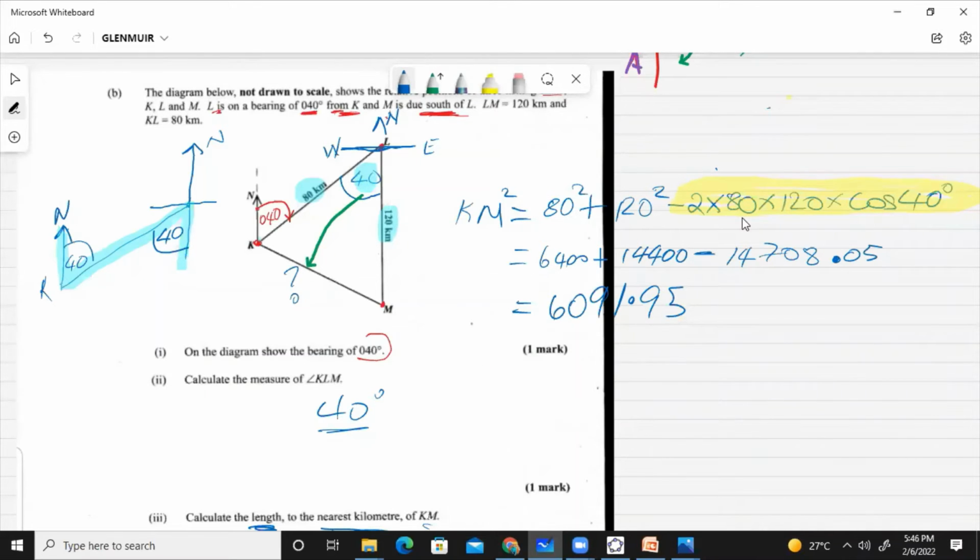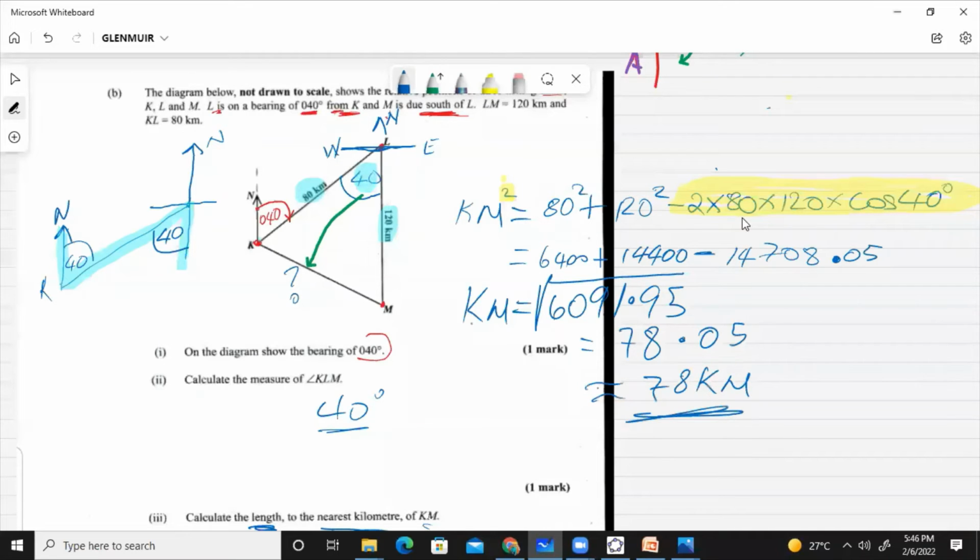Remember that this is not the answer because this was km squared. We don't want the square of it. So km would mean that we have to take the root of that. So let us take the square root of 6,091.95 and we're looking at 78.05. However, to the nearest kilometer, I think they said, it's going to be 78 kilometers.